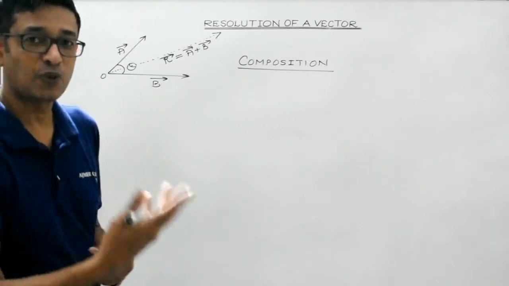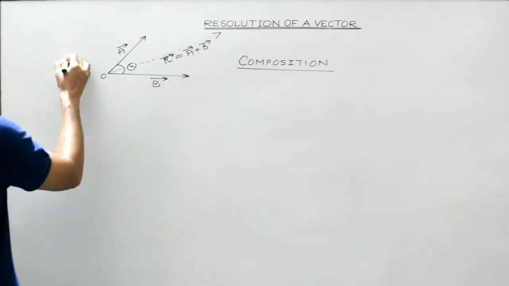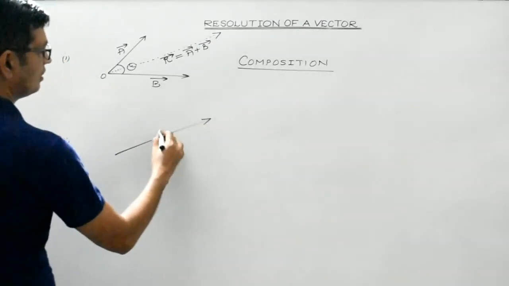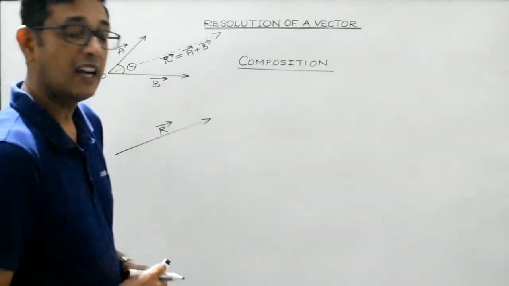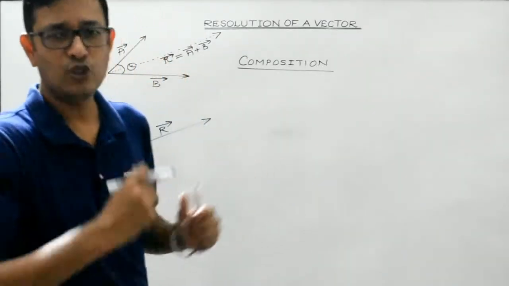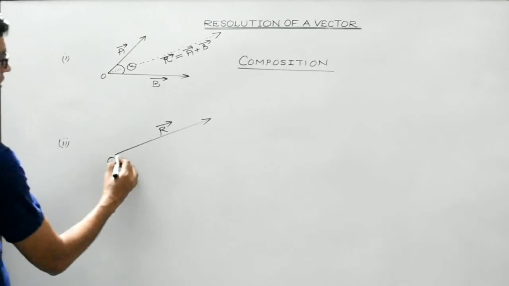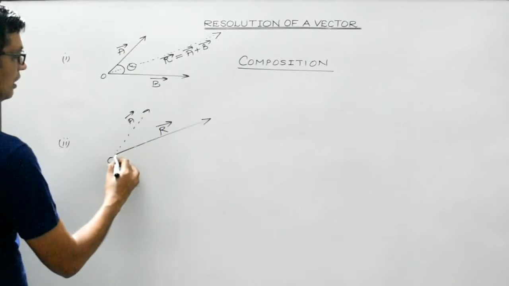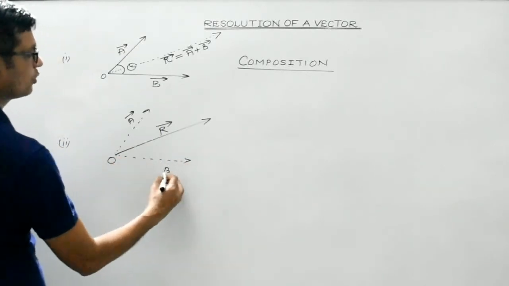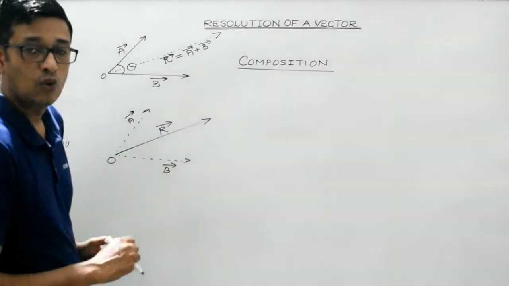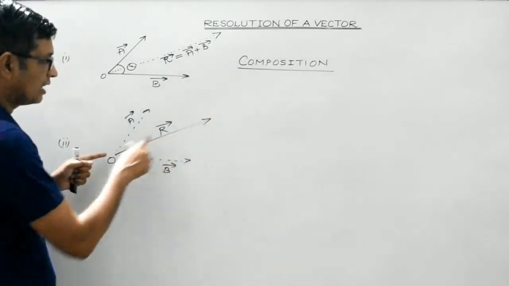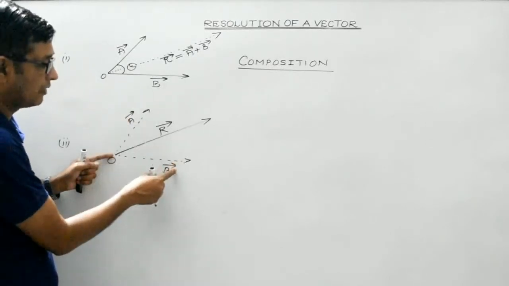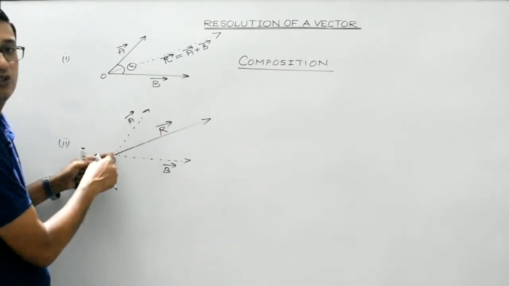Now what will be the reverse process of this? Second scenario is a vector is given. This is R. It is given. And it can be split into two or more components. Suppose it is split into one component along this direction, A vector, and one along this direction, suppose B vector. Such that whatever effect is produced by this R vector at point O is produced collectively by A vector and B vector when acted simultaneously at point O.